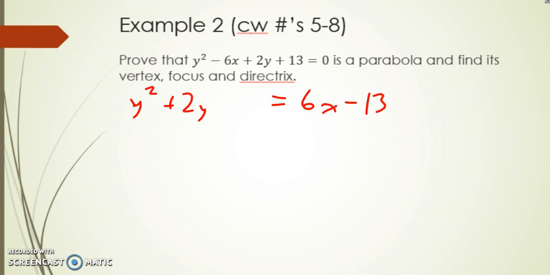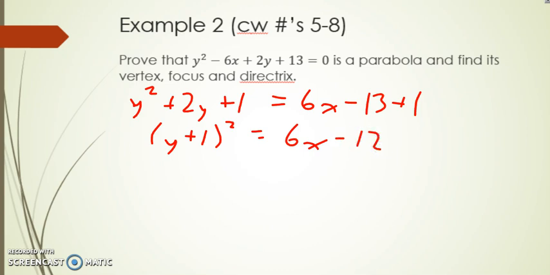Now I take half of b, which is that middle number 2. So half of that's 1. If you square that, you still get 1. I'm going to add that to both sides of the equation so that my equation is still balanced. You can add 1 to both sides and it doesn't mess anything up. The left side will factor to be (y + 1) squared. And on the right-hand side, I can rewrite that as 6x minus 12.